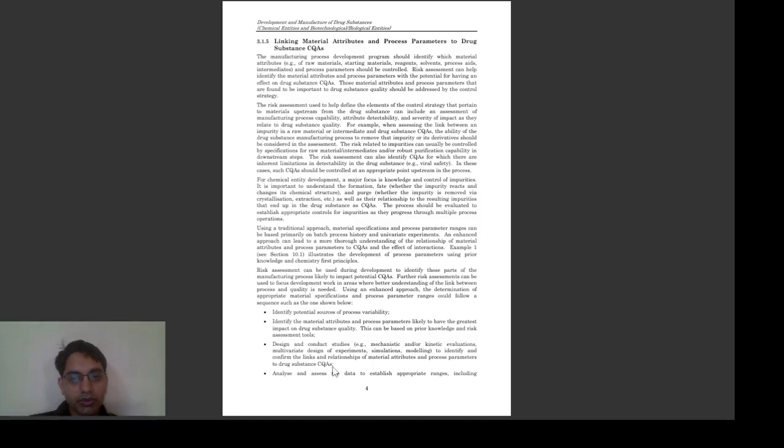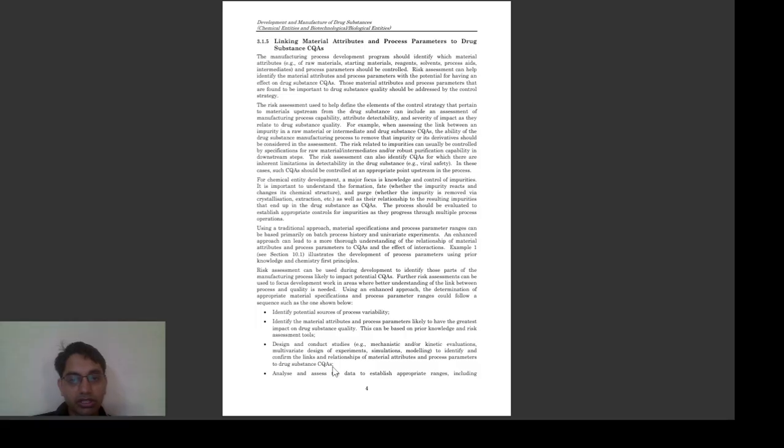For example, when assessing the link between an impurity in a raw material or intermediate and drug substance CQAs, the ability of the drug substance manufacturing process to remove that impurity or its derivatives should be considered in the assessment. The risk related to impurities can usually be controlled via specifications for raw materials and intermediates or robust purification capability in downstream stages.